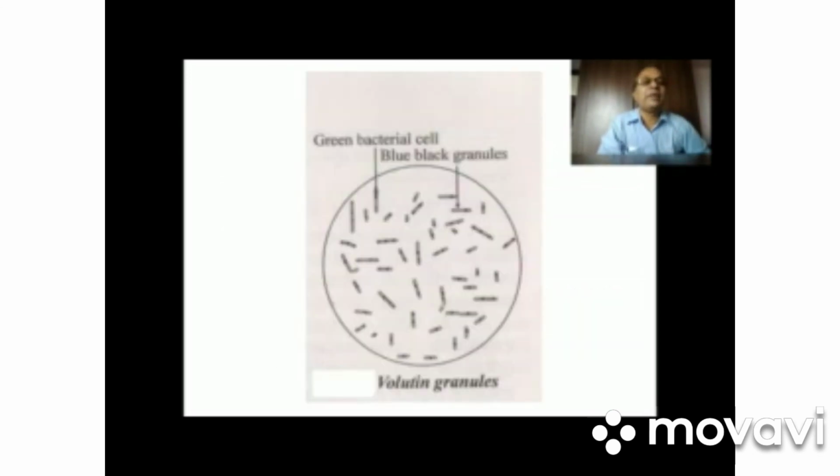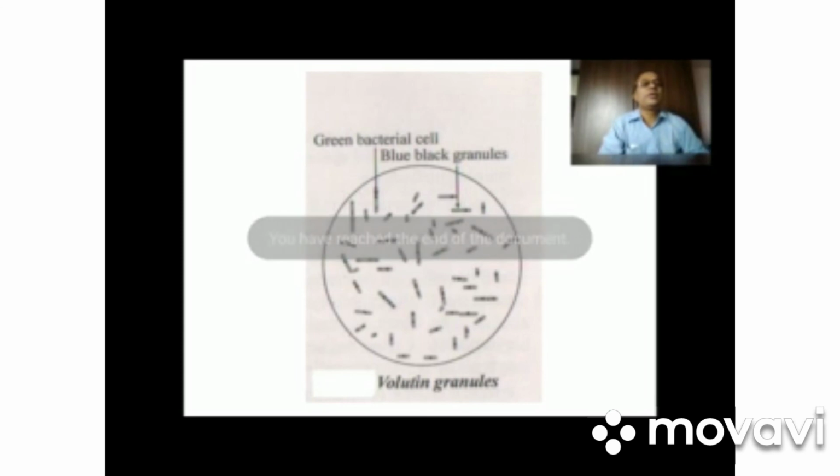Now this is the diagrammatic presentation where you will find that volutin granules appear blue black in color. The stain used is toluidine blue, but because of the metachromatic effect they show a different color, while the cells are green in color. Cells here means the cytoplasm of the cells will be green in color. So in this way, metachromatic granule staining will be helpful for diagnosis of a disease known as diphtheria.